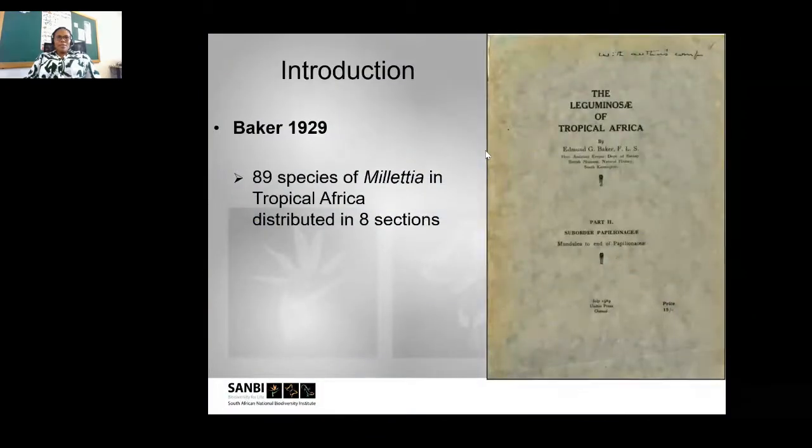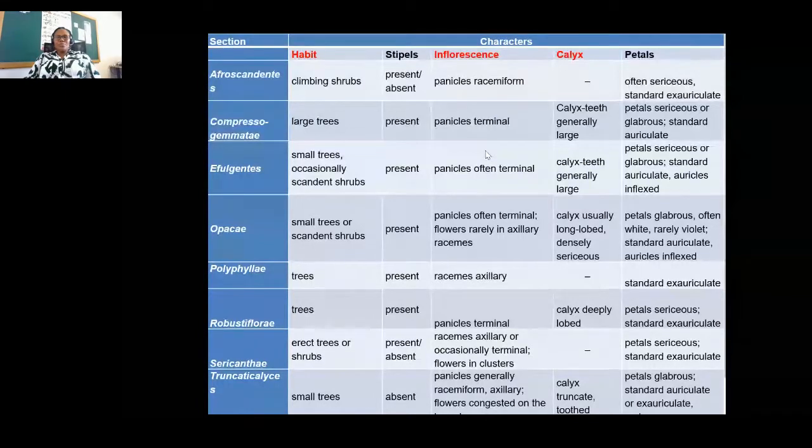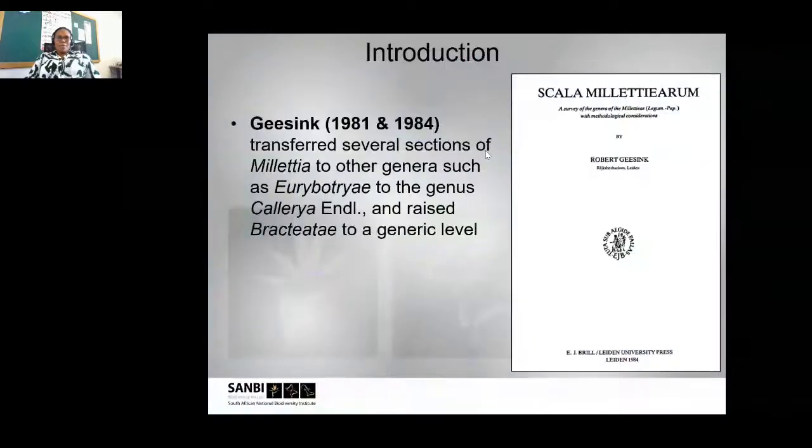Baker further studied Millettia in tropical Africa and recognized 89 species in 8 of the 15 sections described by Dunn. His sectional classification seemed to be similar to that of Dunn. However, he further added characters such as calyx lobes. Hauman further studied Millettia and transferred several sections of Millettia to other genera, such as section Eurybotrya to the genus Calpurnia, and also raised section Bracteolatae to generic level.